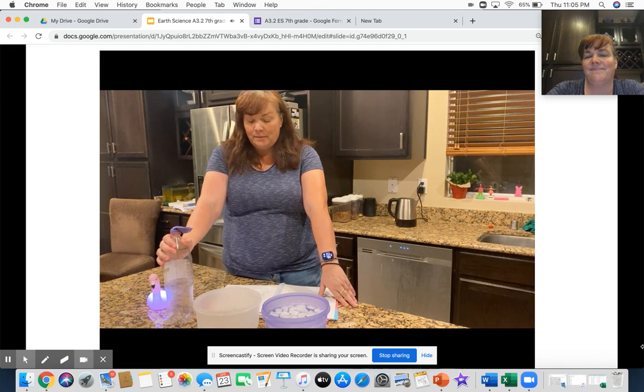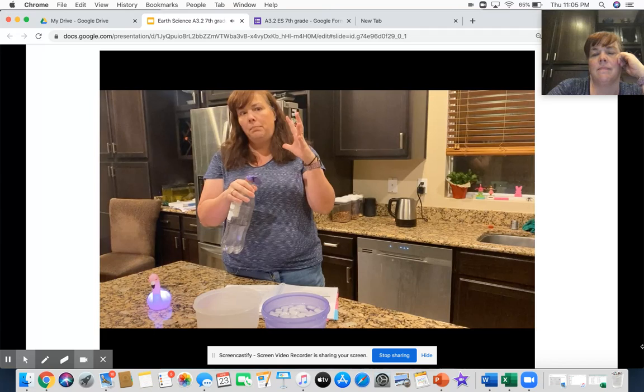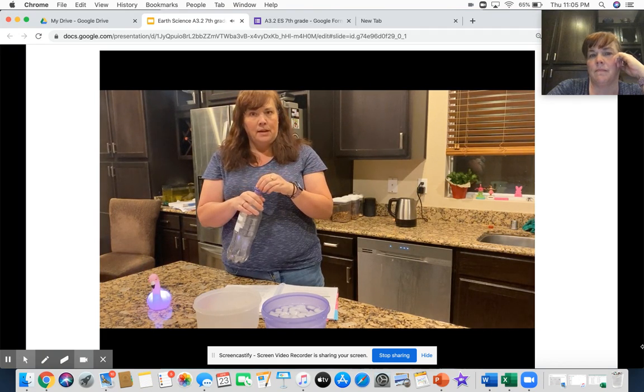Okay, take a second, think about it. Do you think the balloon's going to go up? Do you think the balloon's going to get sucked down?